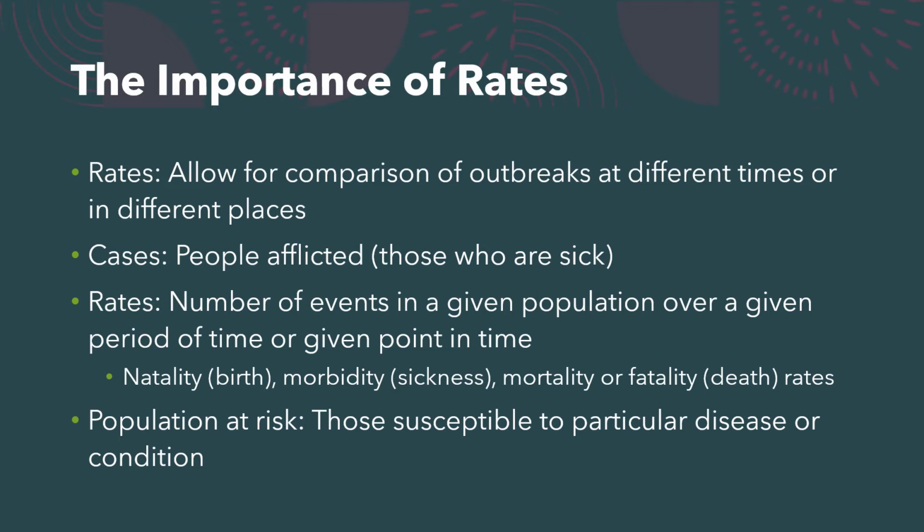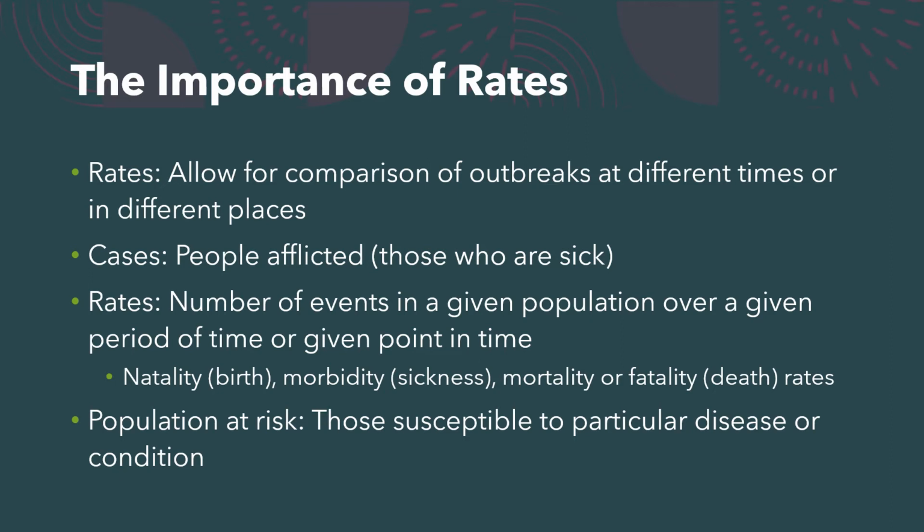So for example, if someone is talking about 10,000 cases of gonorrhea in New York City versus 10,000 cases of gonorrhea in Albany, that's not really comparable because the population of New York City is so much bigger than it is in Albany. And so rates allow us to compare outbreaks in a non-misleading way, in an accurate way.